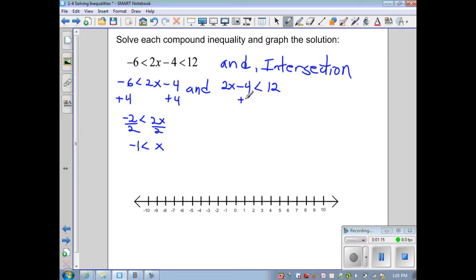Here, I add 4 on both sides. That gives me 2x is less than 16. Divide by 2. x is less than 8. And now we can join these together again and get -1 and 8, and then x is in the middle. x is greater than -1, but x is less than 8.